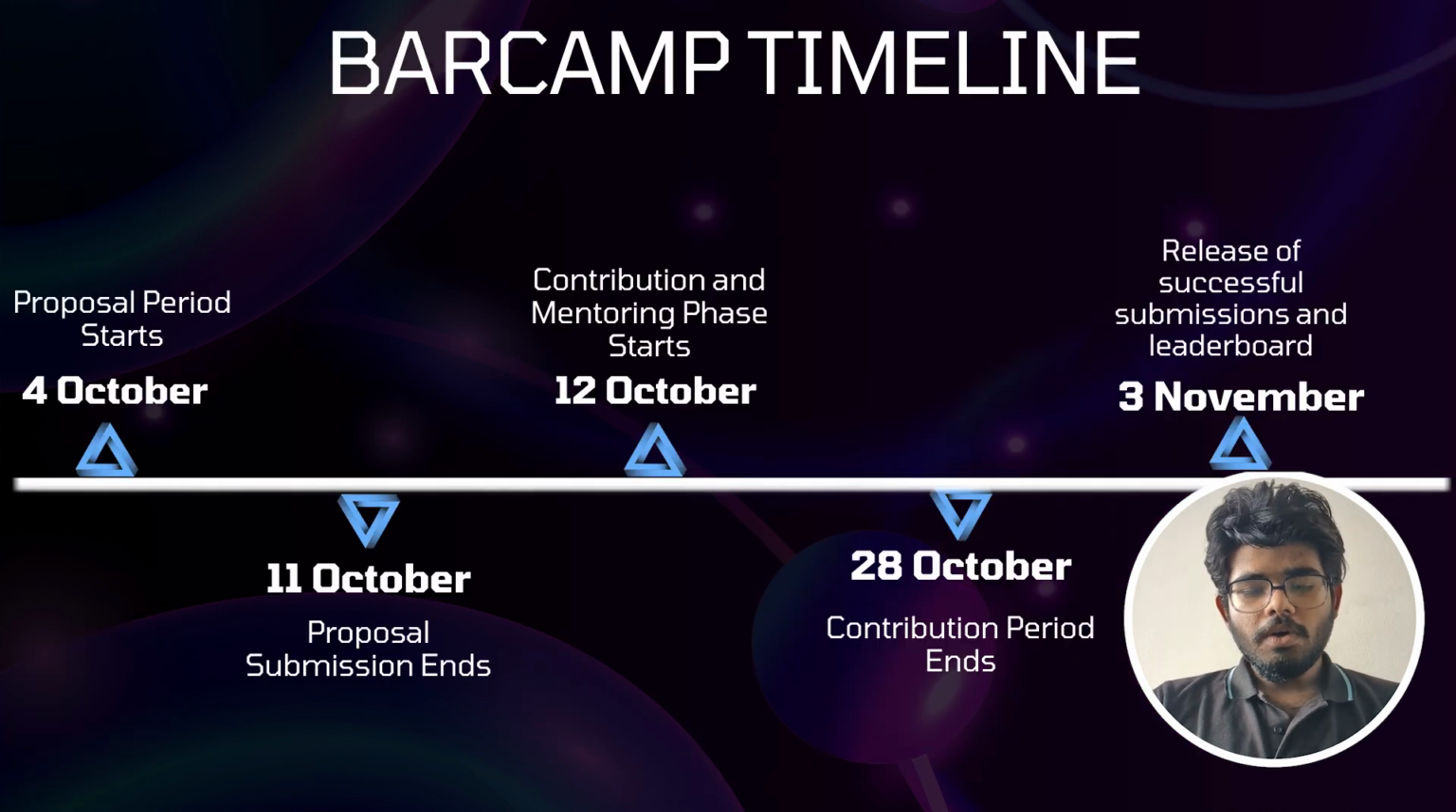Now let me give you a brief description of the GSoC HEAT Barcamp timeline. The participants need to submit the proposals from 4th October to 11th October, and the expert mentors will carefully review your application and select the most promising candidates. The contribution and mentoring phase starts from 12th October to 28th October. The successful submissions and leaderboards will be listed out on 3rd November.